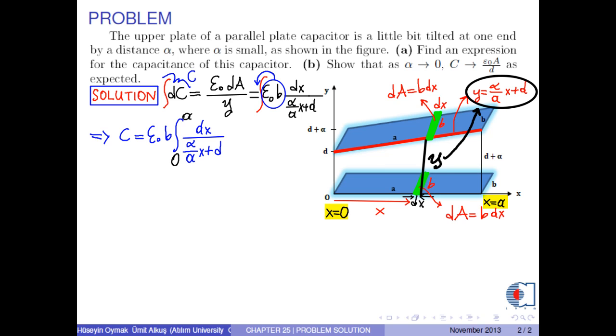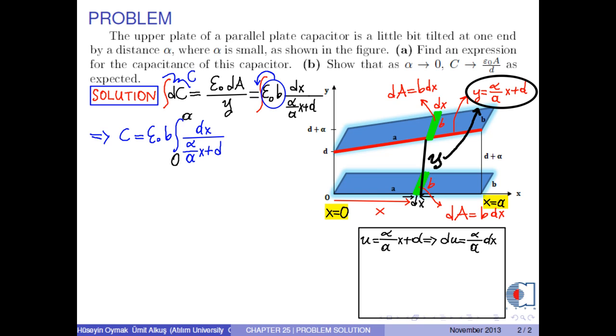Now, in order to calculate the integral, let's introduce another variable u, which is alpha over A times x plus D. Therefore, du becomes alpha over A times dx. For the lower integral limit x equals 0, we have u0 as D, and for the upper limit A, we have uA as alpha plus D.